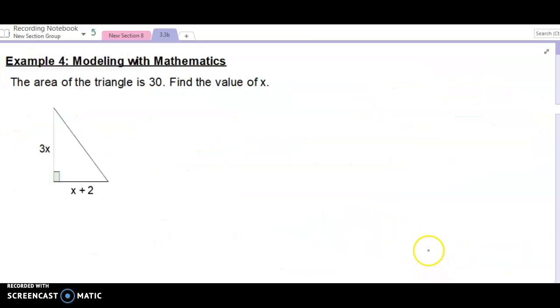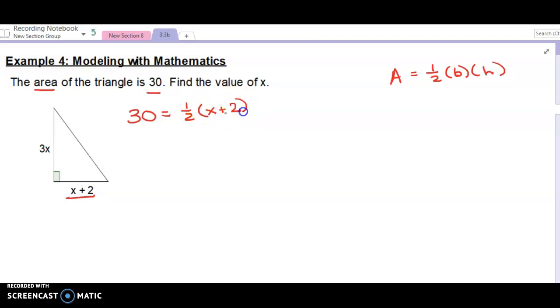All right, let's look at example 4 now. We all know that the area of a triangle is 1/2 times base times height. Nothing's changed. My area is 30, so I'm going to put 30 equals 1/2. My base is x plus 2, and my height is 3x.